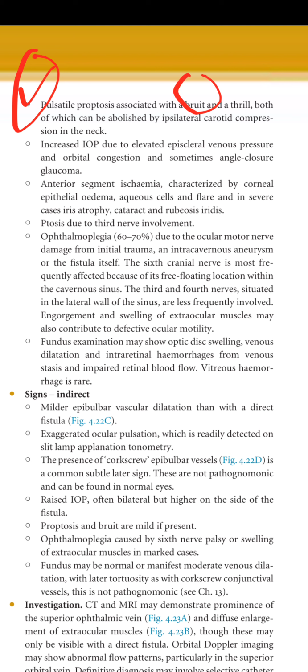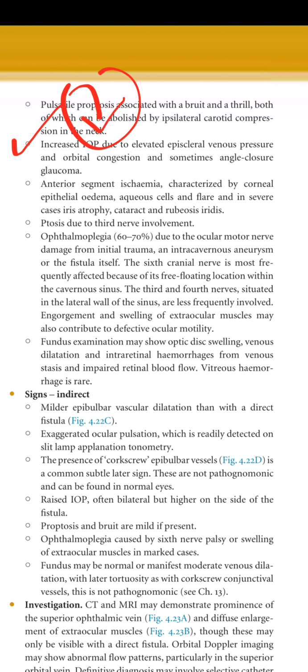And how can you abolish it? Basically, if you compress the carotid artery, the bruit will be abolished. Increased IOP due to the elevated episcleral venous pressure and orbital congestion, and sometimes angle closure glaucoma. Because of the increased episcleral venous pressure, there will be increased IOP, and it can lead to glaucoma, and sometimes angle closure glaucoma as well. Anterior segment ischemia is characterized by corneal epithelial edema, aqueous cell and flare, and in severe cases iris atrophy, cataract, and rubeotic iritis. Ptosis occurs due to third nerve involvement.